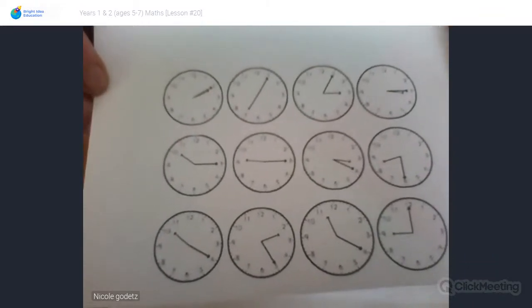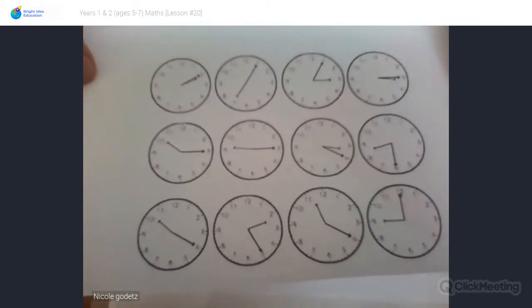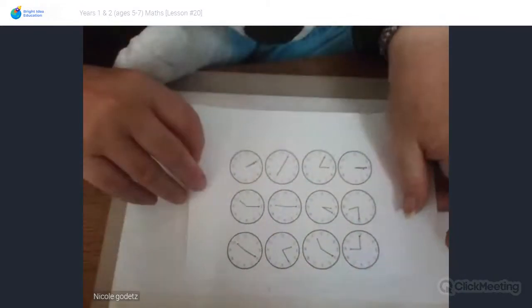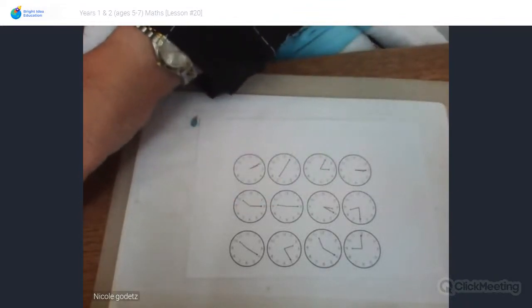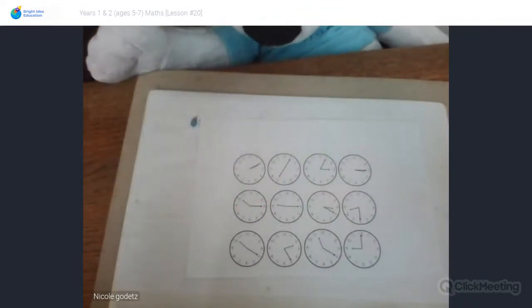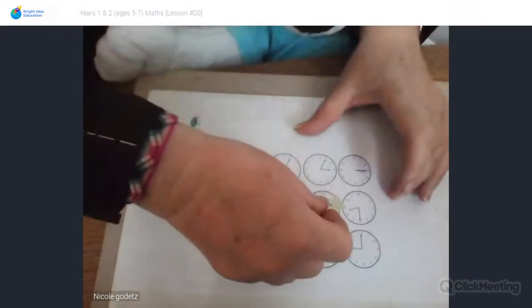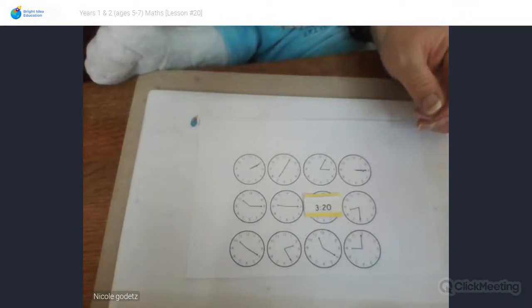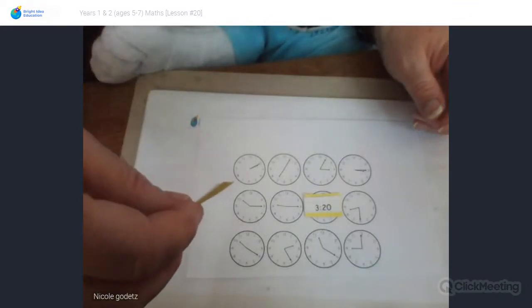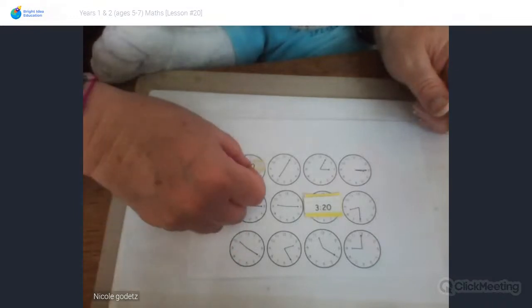Okay, you good to go? You've chosen your times? Right, let's put the bingo board down. I have shuffled the cards. What have we got first? We have got 3:20. And next we have 2:10. I think we had that one last time as well, didn't we?